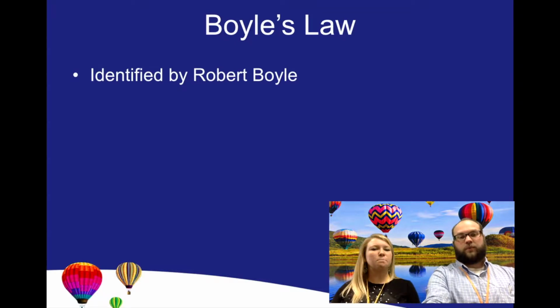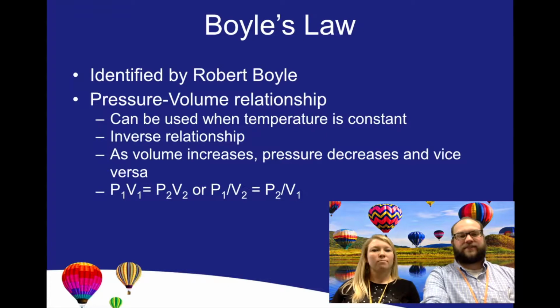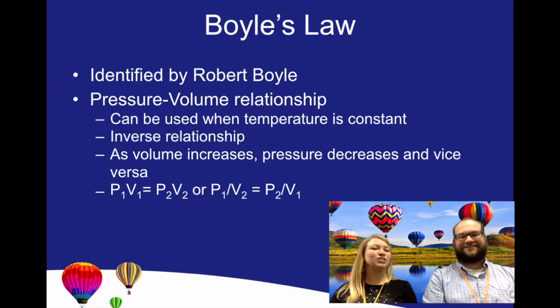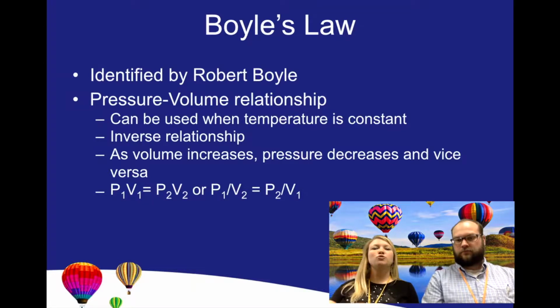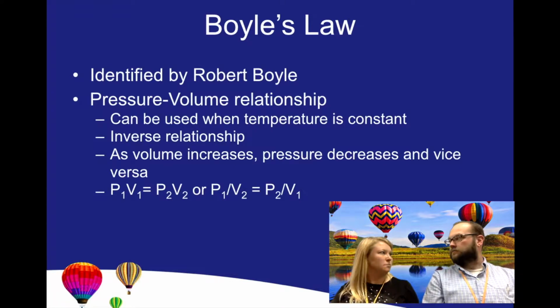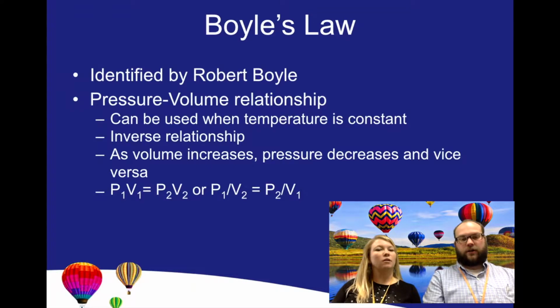Our first one is by our good old buddy Robert Boyle. This is a relationship between the pressure and the volume, usually when the temperature is held constant. So temperature is the same, so we're going to completely ignore temperature. It's not even a variable used in our equation, which is why we don't see T anywhere in our equation. It is an inverse relationship.